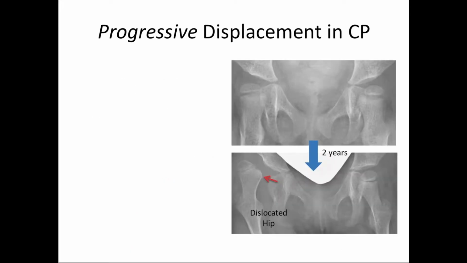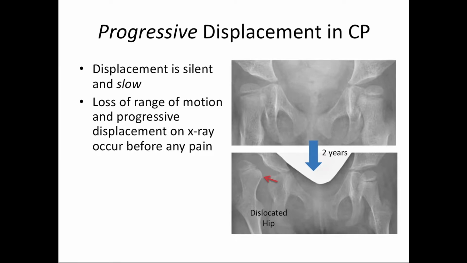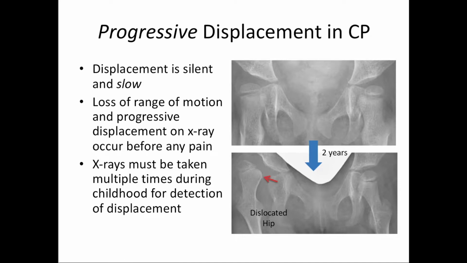Because the displacement is progressive in cerebral palsy, this displacement is silent and slow. As you can see in this child, over the course of 2 years, there is slow progressive loss of range of motion and progressive displacement on X-ray before there's any pain. And so if we're able to detect the displacement early, X-rays need to be taken at multiple times during childhood for detection of this displacement.